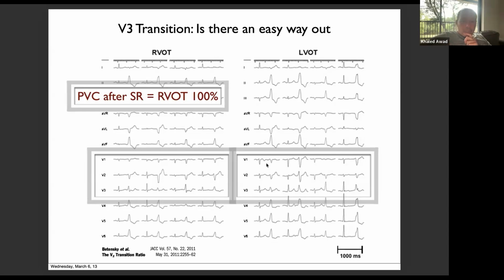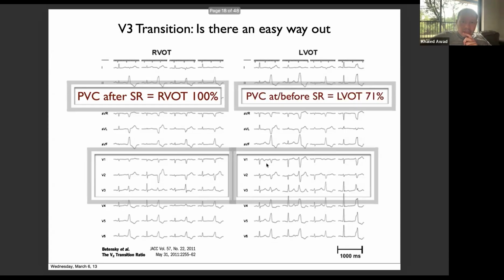Now, if you are transitioning before sinus rhythm and you are transitioning in V3, okay, so sinus rhythm transitions in V4 or later, and the PVC transitions in V3, then you're looking at a 71% chance it is coming from the LVOT. Not always true, okay? So it's 71%, not 100%. But if you transition before sinus, it's 100% RVOT, okay? So that takes care of a lot of the V3 transitions.